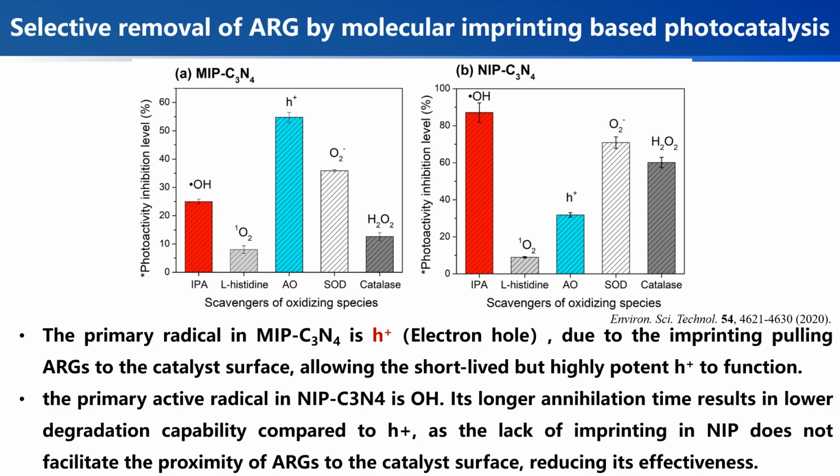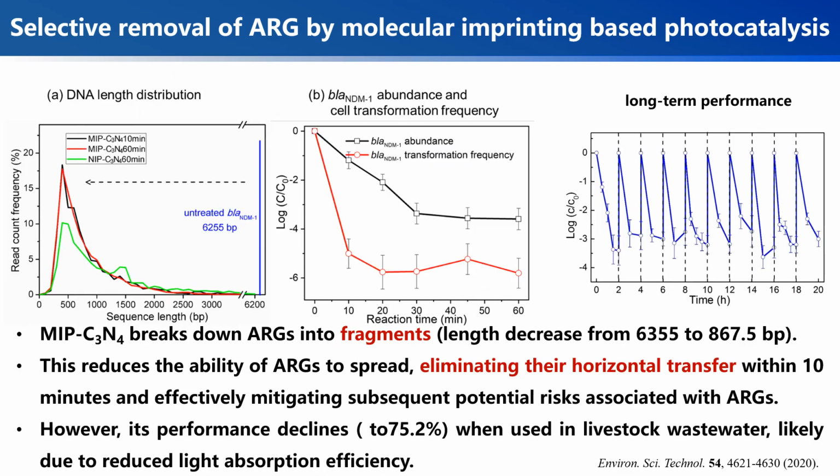We can see that for the materials, the electron hole becomes the predominant reactive species in the system, while for the control, it is the hydroxyl radical. And this kind of unique mechanism makes the destruction of ERGs more effective. We can see that the ERGs are destroyed into short fragments.